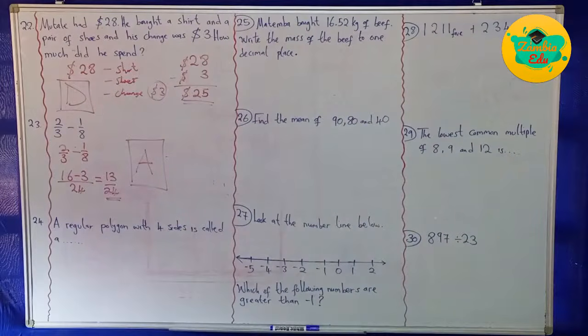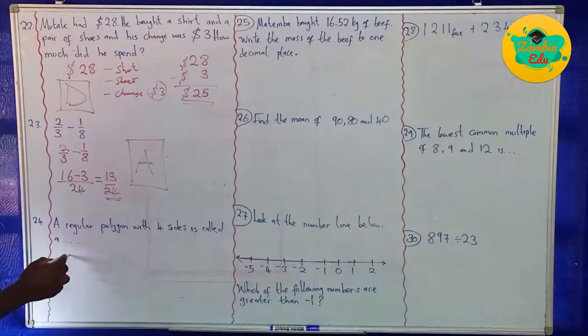We move on to question 24, which says a polygon with 4 sides is called a. Alright, so there our answer is quadrilateral.